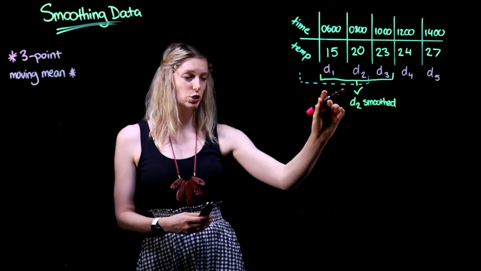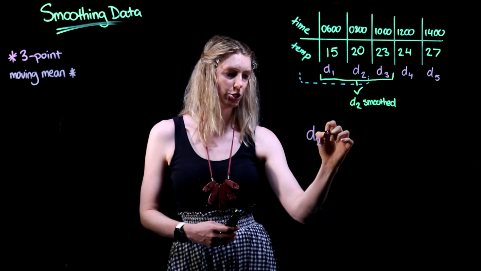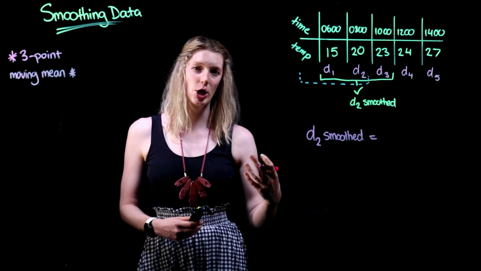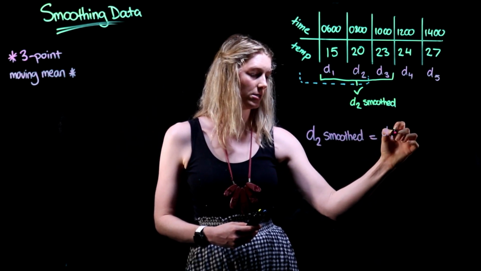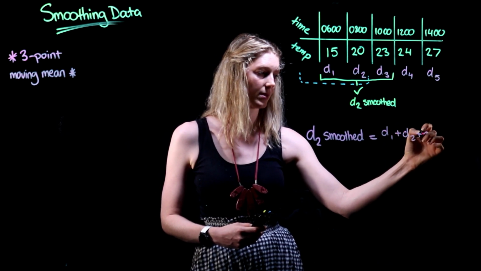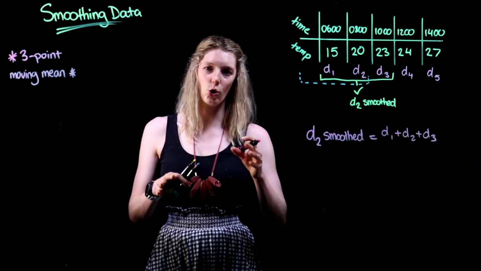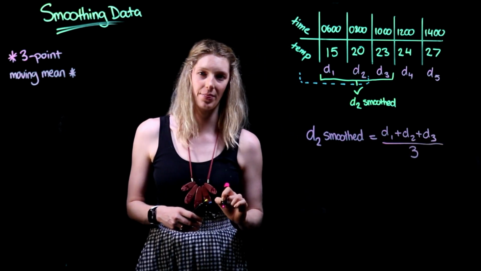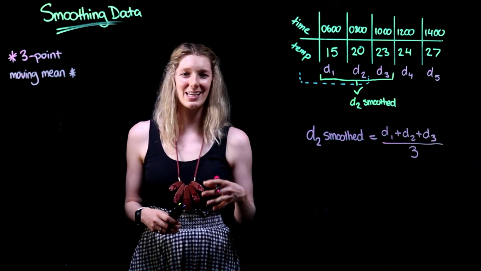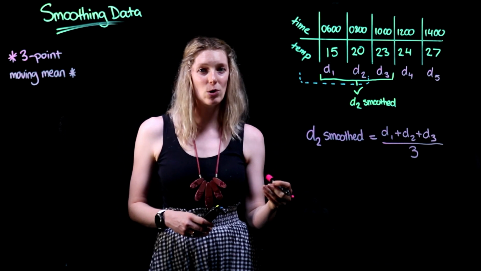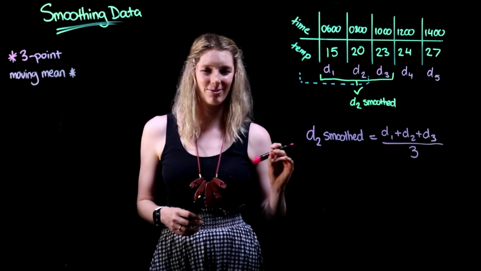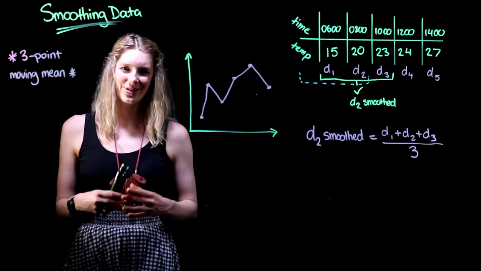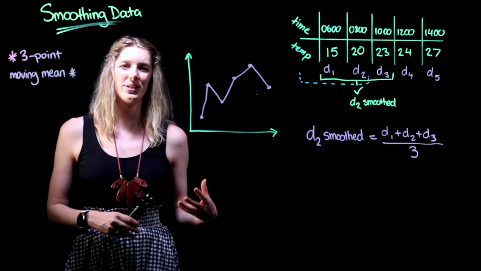So if I wanted to smooth data point 2, I'm simply going to take these first 3 data points, add them together, and in order to find this average, I'm going to divide them by 3. And this process can be repeated for every single point in the data set other than the first and the last points previously mentioned.